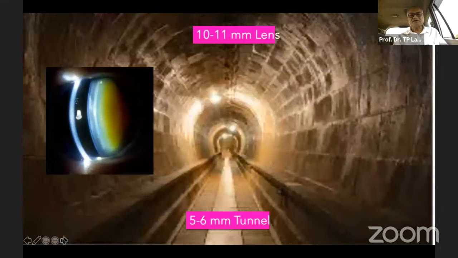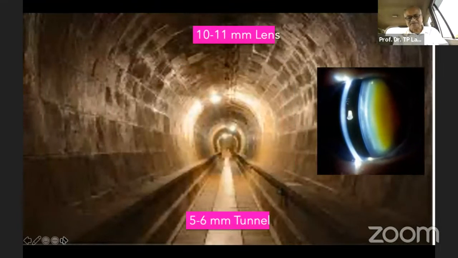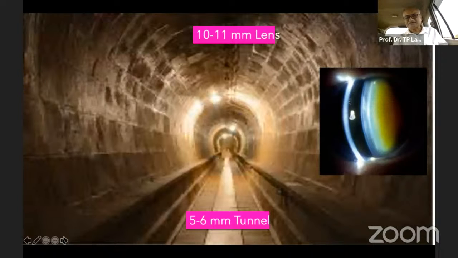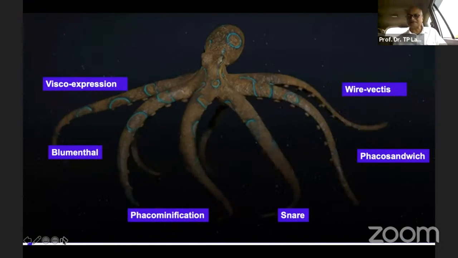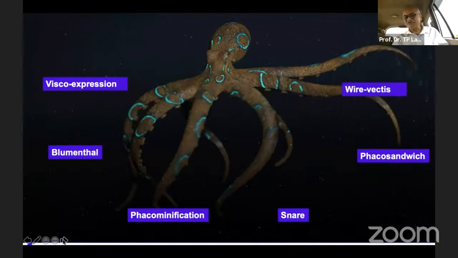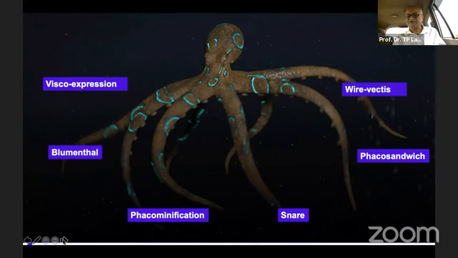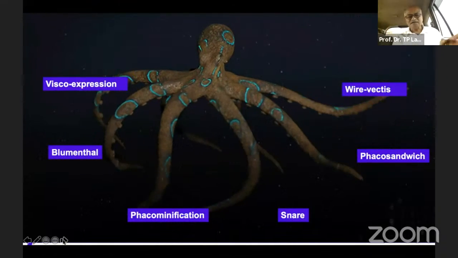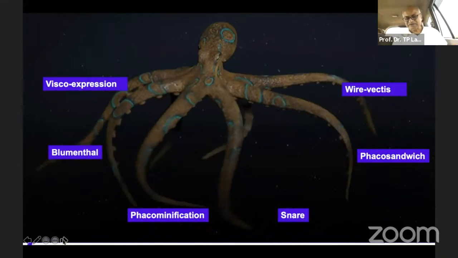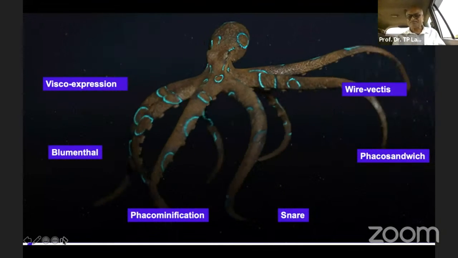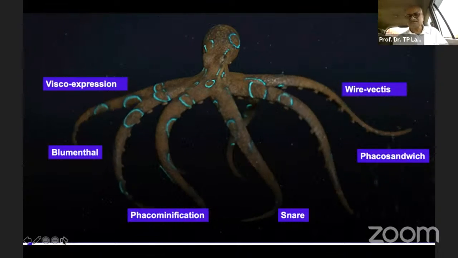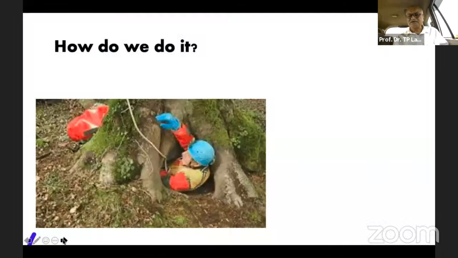Next. Now here you will see what I am doing is removing, from the 5 to 6 millimeter tunnel, the 10 to 11 millimeter lens. That is what is there in the SICS. And see, if you see phaco, we have different types of techniques, but here there is visco expression, Blumenthal, phacoemulsification, snare, wire vectis, all these things together at this juncture, so that all types of SICS can be done there.